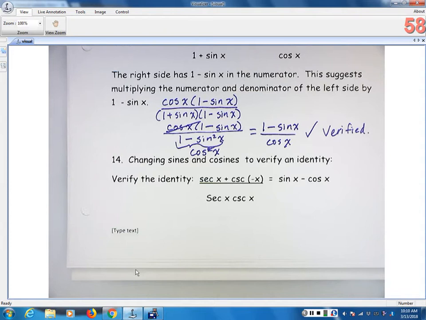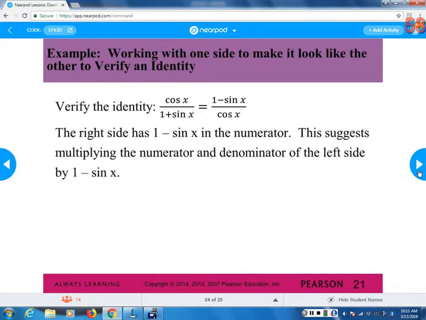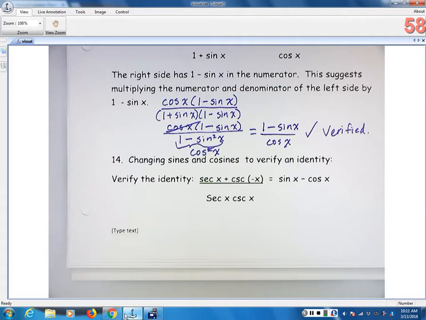Okay. Let me switch the slideshow. Okay, that's the next one. Number 14. I'm working on the blank page on that. That's where I work 14. Can we try this one and then do it together? Yeah, you can try this one. Try to change everything to sine and cosine.